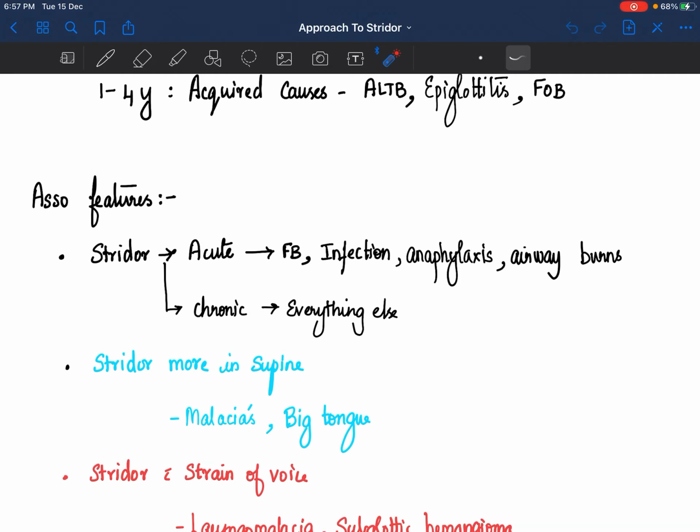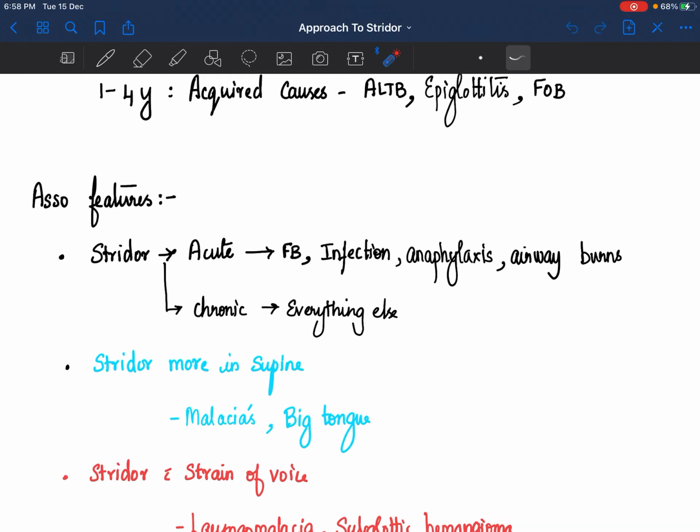Infection. The classical infection that you know is croup or acute laryngotracheobronchitis, which presents to you with stridor. Anaphylaxis, especially if the patient has a known food allergy, is having an urticarial rash, a facial swelling, an angioedema-like presentation. Airway burns. Airway burns are especially common in the current era where we have microwaved food and microwaved water. There will be pockets of hot liquid which can give rise to airway burns when the child is trying to swallow that hot fluid inadvertently.